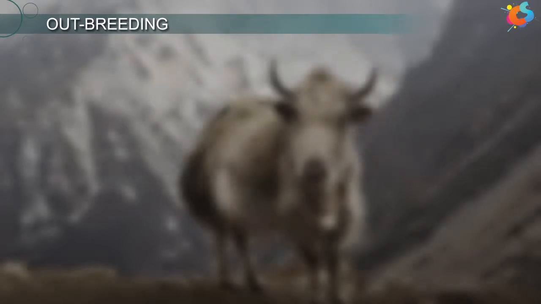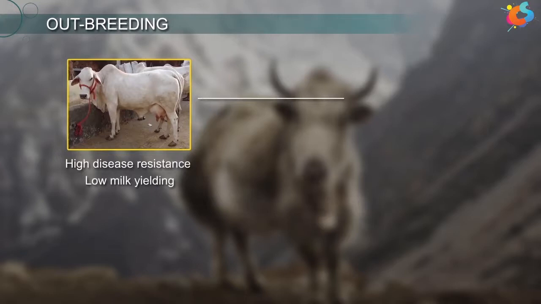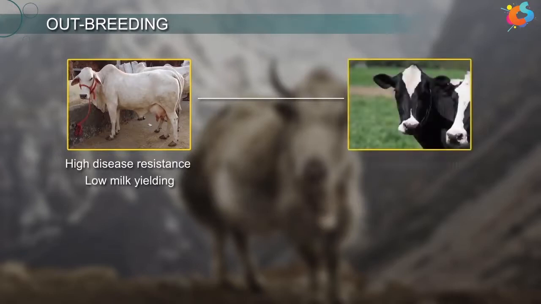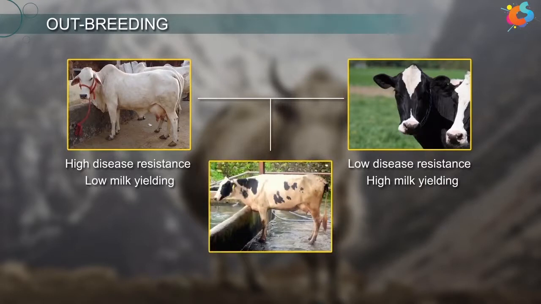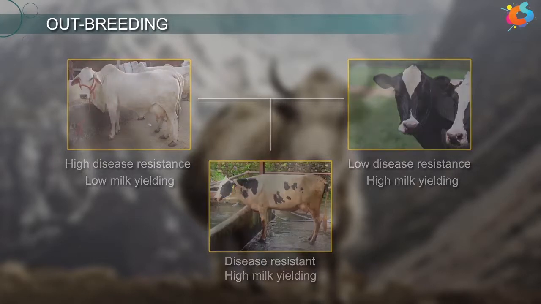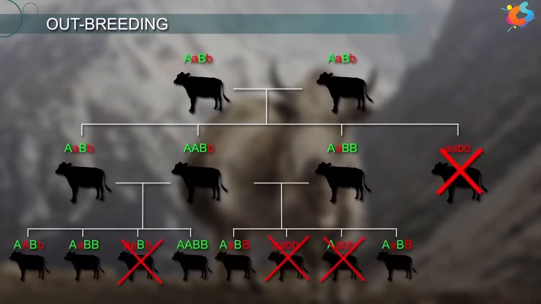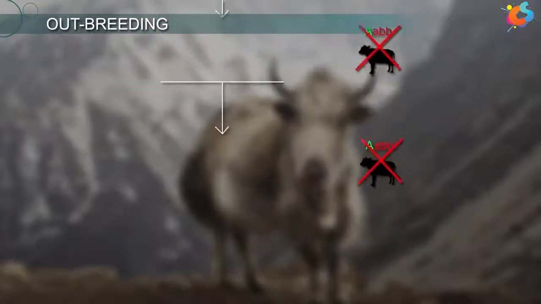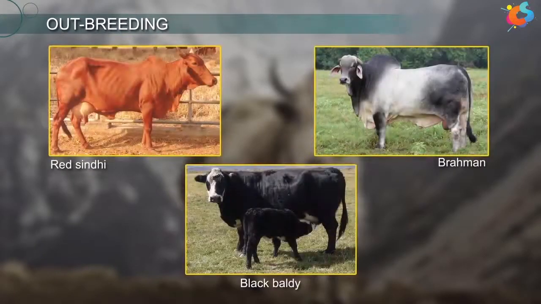For example, when the indigenous cow breed Tharparkar, having properties like high disease resistance and low milk yield, is mated with an exotic breed Holstein, having properties like low disease resistance and very high milk yield, a special hybrid was formed called Karan Fries. This cow was both disease resistant and had high milk yielding capacity. In the first generation, there will still be some recessive characters. So, the hybrid is subjected to inbreeding and selection to develop a stable hybrid. Here are some examples of cattle crossbreeds.